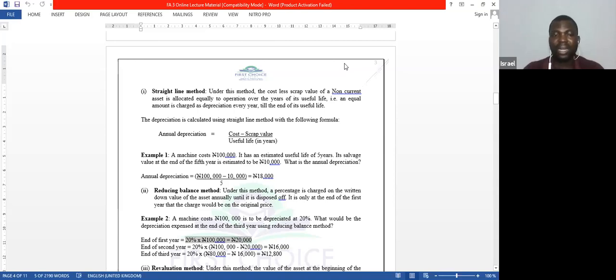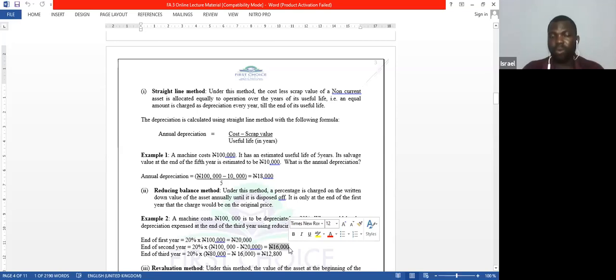That's the second year. Now, the second year is 20% of, remember, I said carrying amount. Now, it will be 20% times 100,000 minus 20,000. The 100,000 is the cost. The 20,000 is the initial depreciation that will be recognized in year one. And that will give us a total value of 80,000. So 20% on 80,000 will give us 16,000, which is the depreciation value for year two.